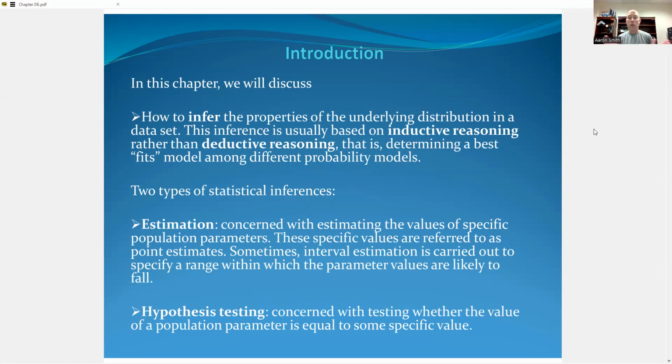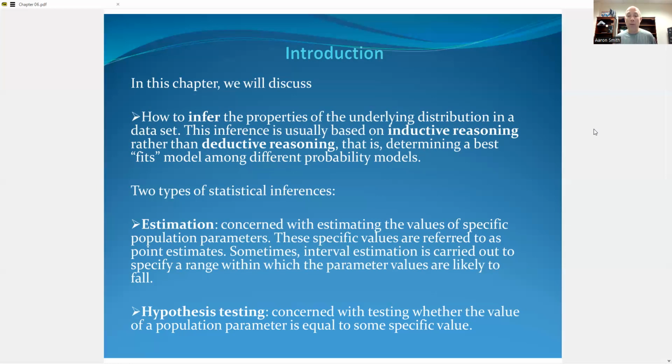All right, so there's two types of statistical inference that we'll talk about. First, estimation, second, hypothesis testing. So in estimation, really we're trying to get our best guess possible. Estimation is concerned with estimating the value of a specific population parameter. These specific values are referred to as point estimates. Sometimes interval estimation is carried out to specify a range within which the parameter values are likely to fall. So in estimation, I'm giving my best guess. When you hear point estimate, that is our best guess of what the value is.